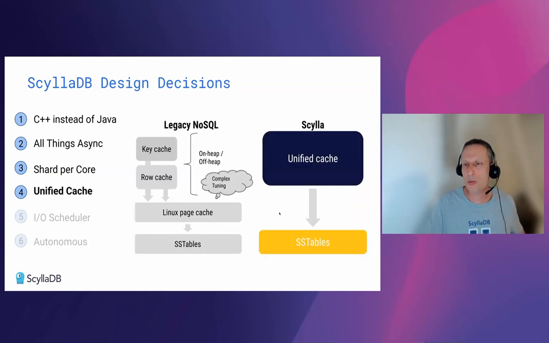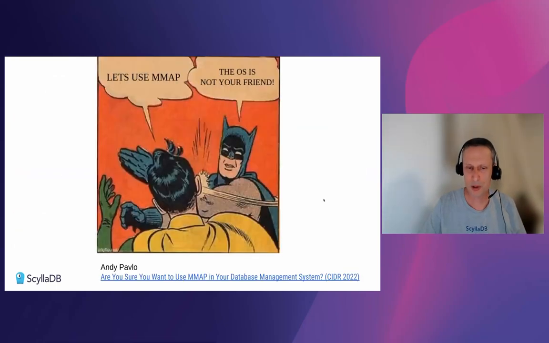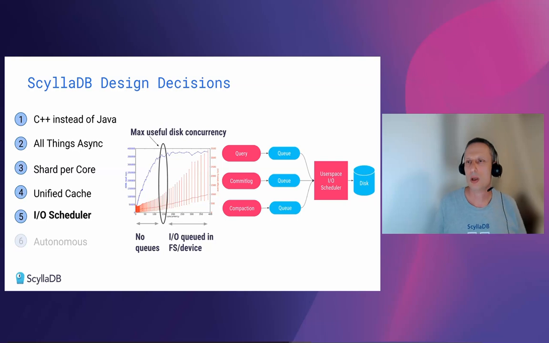I'm not going to step into all the benefits that we have from a unified cache. By the way, I'm pointing here to a good presentation by Andy Pavlo about why you shouldn't use mmap for your cache. We don't, but if you want to learn more, I highly recommend this presentation.